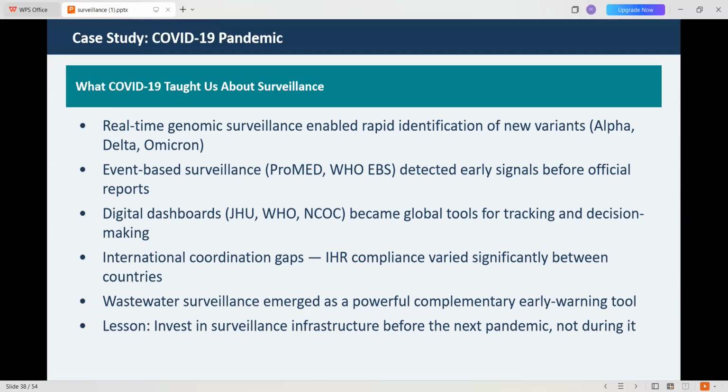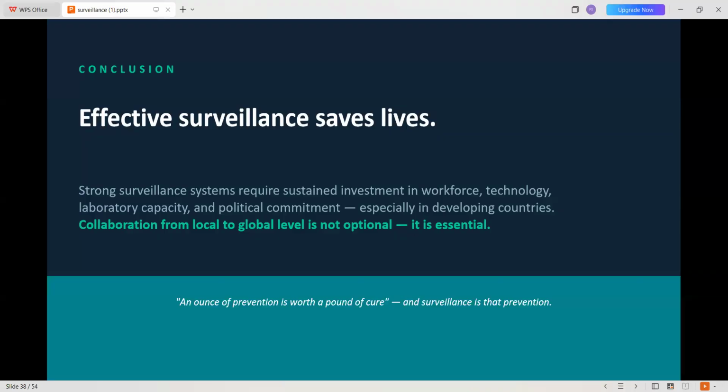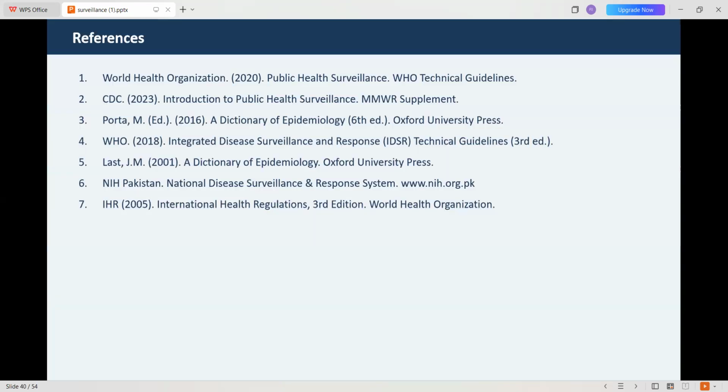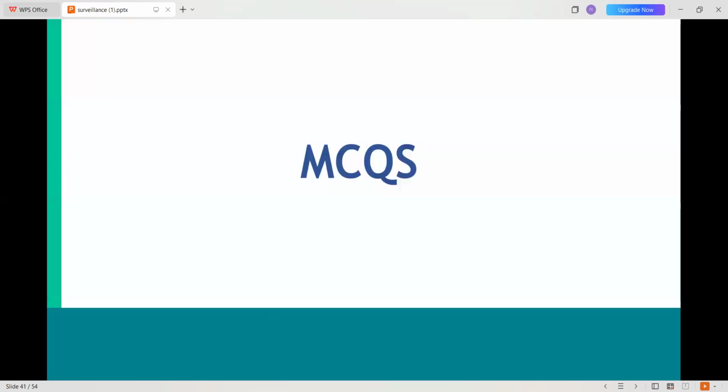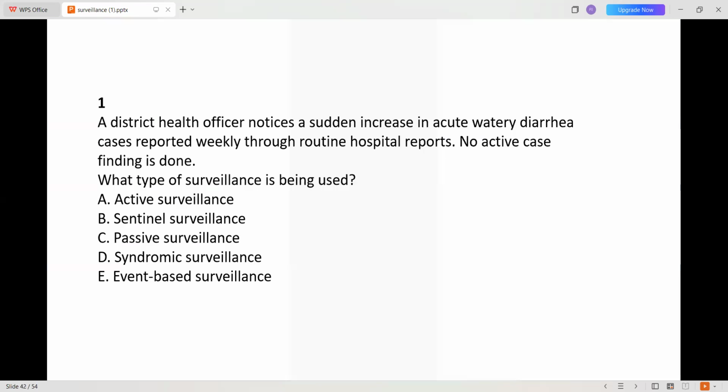So invest in the surveillance infrastructure before the next pandemic, not during it. So the conclusion of this is effective surveillance saves lives. A strong surveillance system requires sustained investment in the workforce, technology, laboratory capacity, and political commitment, especially in developing countries. Collaboration at the local and global level is not optional, it is essential. So this is the reference from the presentation. Next we'll discuss the MCQs.